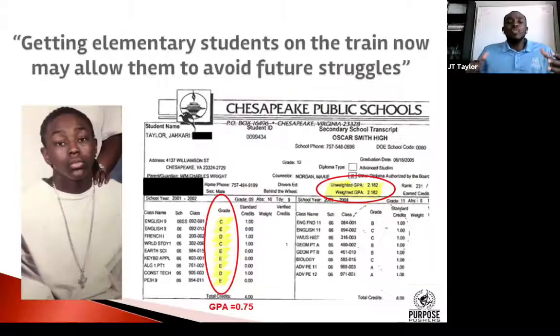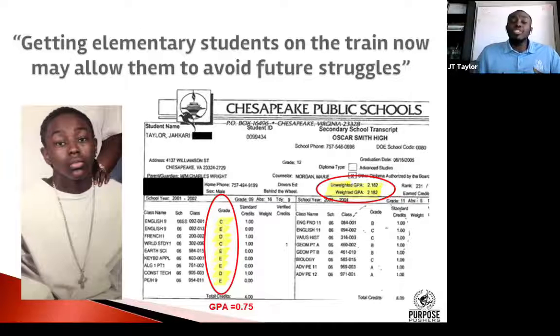And see, this is what I realize now as I look back. If I would have been on the train in elementary, then I probably would not have struggled in middle and high school. And so getting elementary students on the train now may allow them to avoid future struggles.